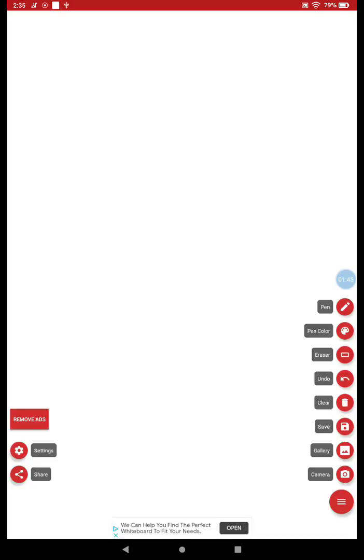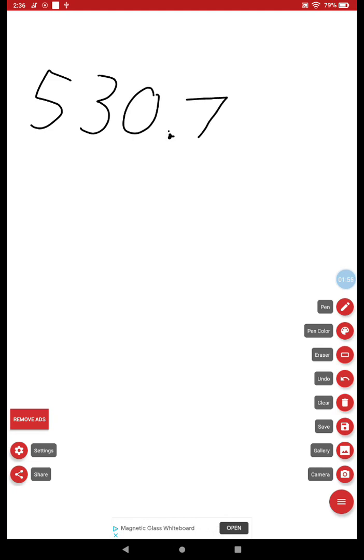Let's take a look at this number. Notice what I've got here. This is called my decimal point. I would read that as 530.7. Because of this decimal point here, the number that comes after it is the tenths. Let's say it again. 530.7. Now let's write that down in English words.